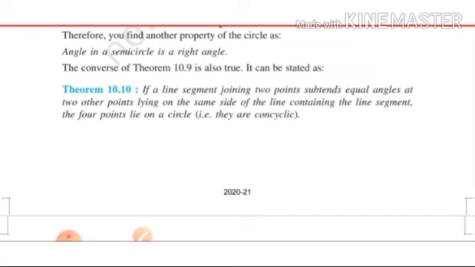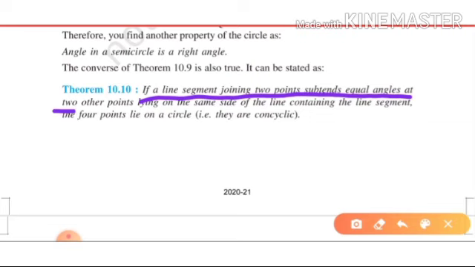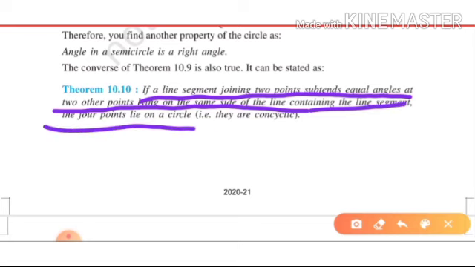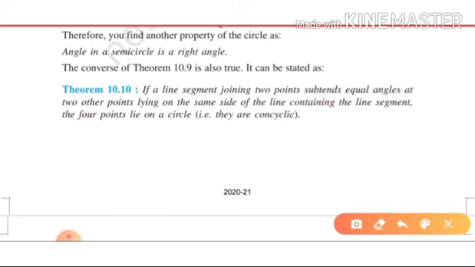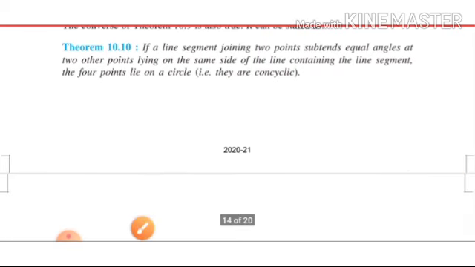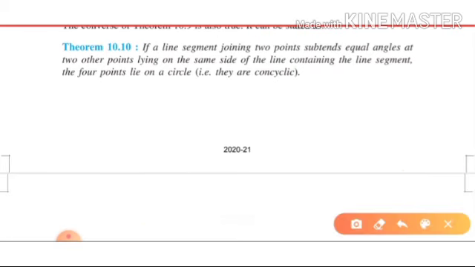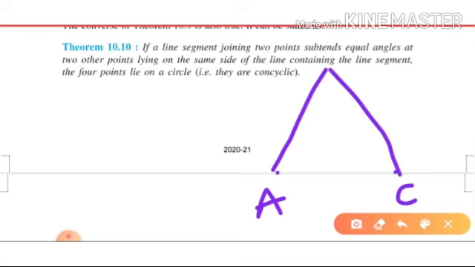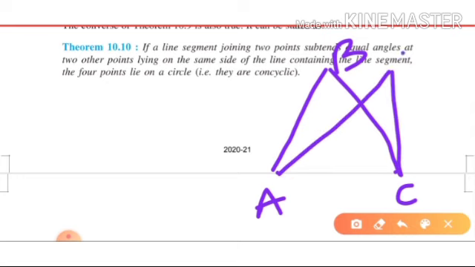Then, if a line segment joining 2 points subtends equal angles at 2 points on the same side of the line containing the line segment, then the 4 points lie on a circle. That means they are concyclic. Concyclic means the points lie on the circle. Now what it says: if you take 2 points, say A and C, and draw like this, say this is AB, and this is D.